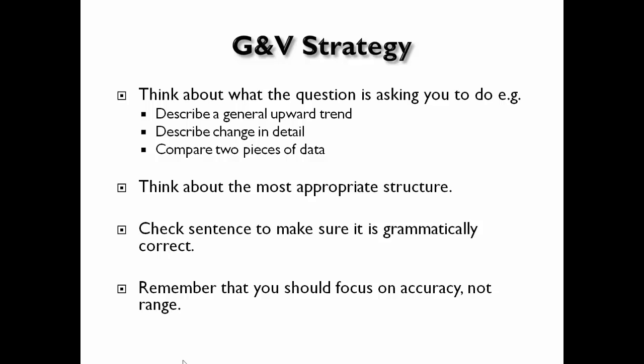So range is using lots of different structures. You shouldn't try to use as many different structures as possible. If you look at the first 2 points here, you will see that I talk about using the appropriate structure. So it's not about using as many different structures as possible. It's about using the appropriate structure. And I'm going to show you different structures that are appropriate for many different things that you might come up against in Task 1. So remember, getting the grammar correct is the most important thing.